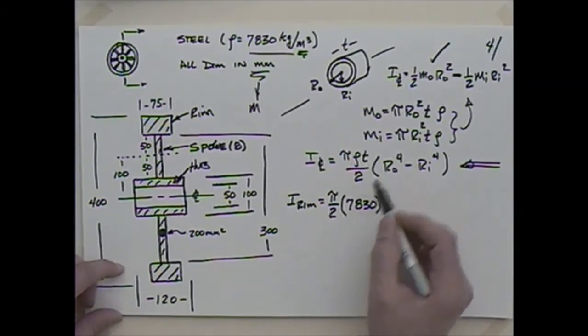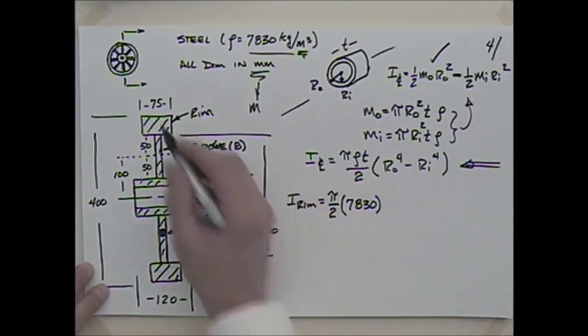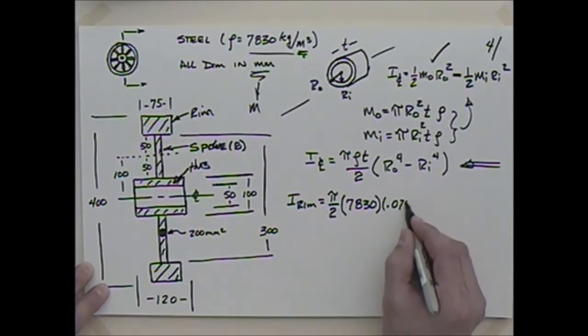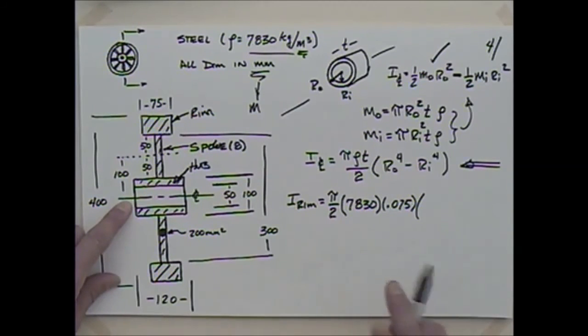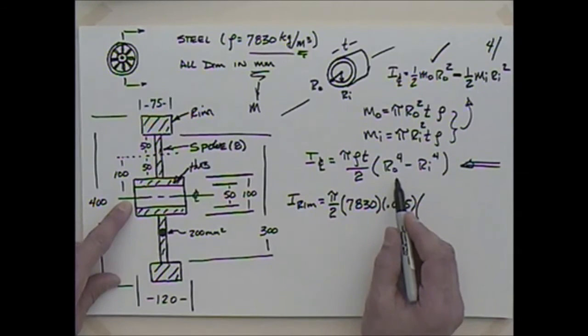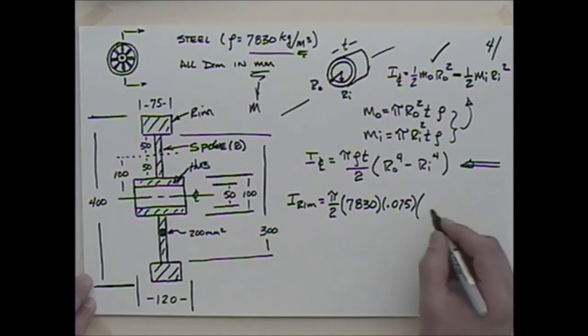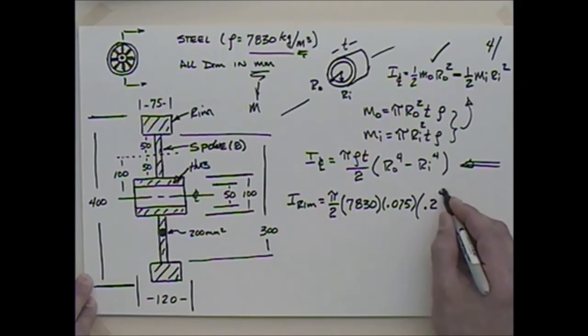So as I go through that, I've got pi over 2 times the density times the thickness. What's the thickness for the rim? 75 millimeters, right? So that's 0.075. And then I need to multiply by the inside radius. What's the inside radius for that thing? Or I'm sorry, not the inside, but the outside radius. Now it looks like outside to outside I'm up 400, right? So that would be 400, half of that is 200, so I'll say that's 0.2 taken to the 4th power.